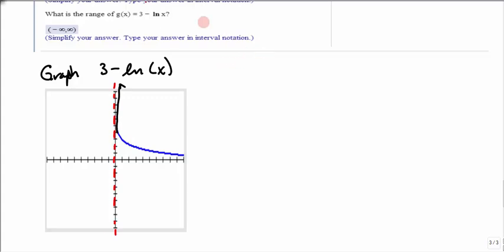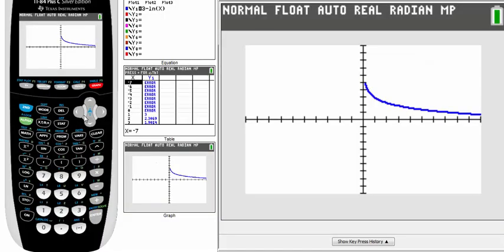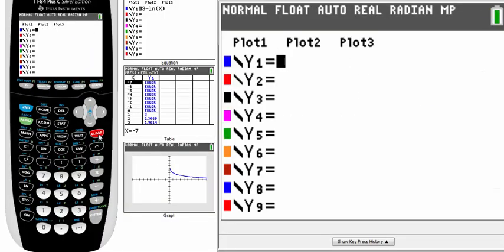So for this next problem, let's look at g of x equals log base 5 of x plus 5. Notice over here my log was log base e, and I have a key for that on my calculator. This is log base 5 of x plus 5. Well, this is just a standard log graph shifted to the left 5 units. Okay, we should be able to recognize this. If you have the log base 5 key on your calculator like I showed you before, this is easy. So let's look at that, log base 5 of x plus 5. Under y equal, we go with the log base key.